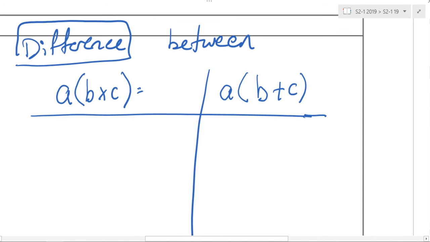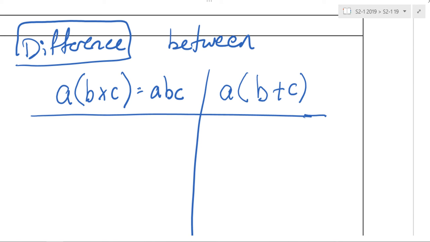Do you know the answer for the first one? How many of you say it's AB times AC? One, two. The rest? The first one, what's the answer? Is it AB times AC? What's the answer? ABC. It's just ABC.